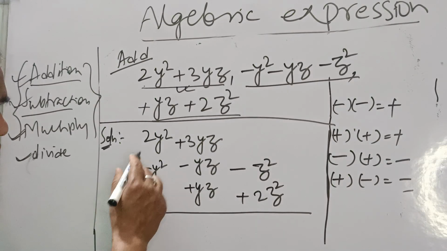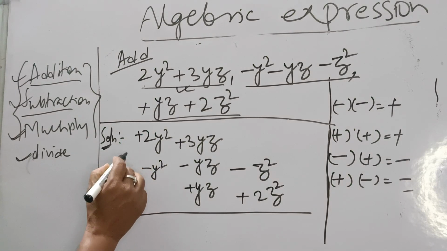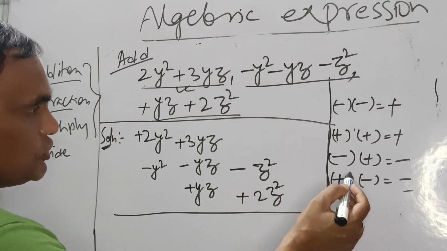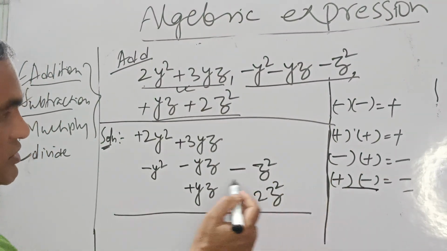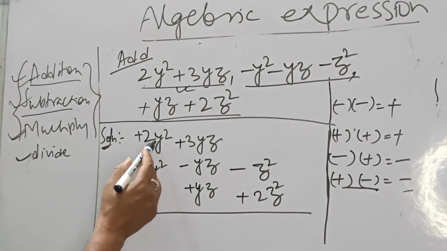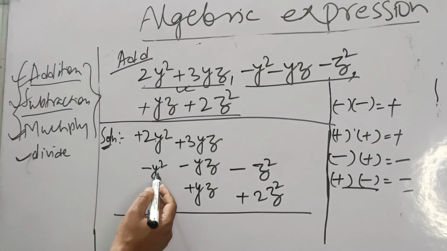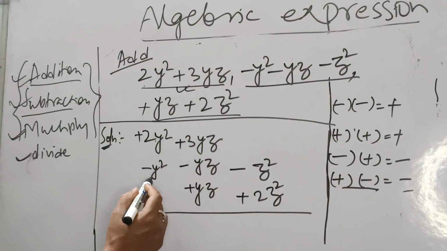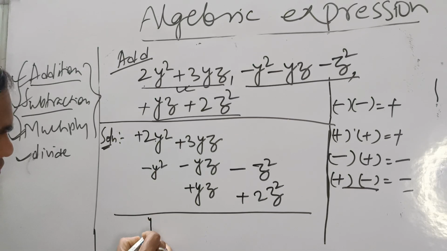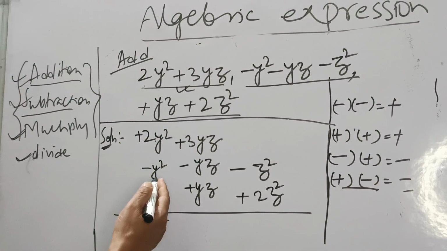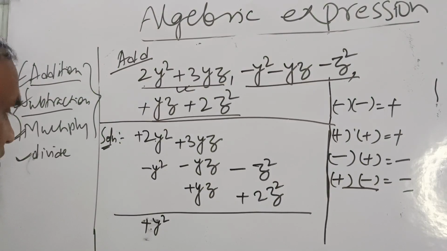Now gentlemen, just see, start from here. Plus and minus, that you know better than me. For 2y square, I have to subtract this y square. So 2y square minus y square, we are left with y square. The sign will be plus because 2 is greater than y square. Am I clear? This is a very good question.